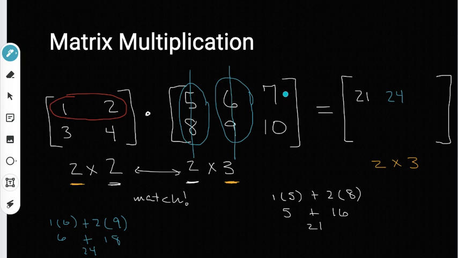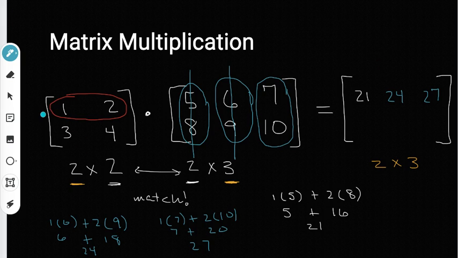And then lastly, I circle the third column, 7 and 10. So now let's multiply the 1, 2 by the 7, 10. When we do that, we're going to get 1 times 7 plus 2 times 10. 1 times 7 is 7. 2 times 10 is going to be 20. And then when I add those up, I get 27. That's going to be the last number on this row. So that's the first row.